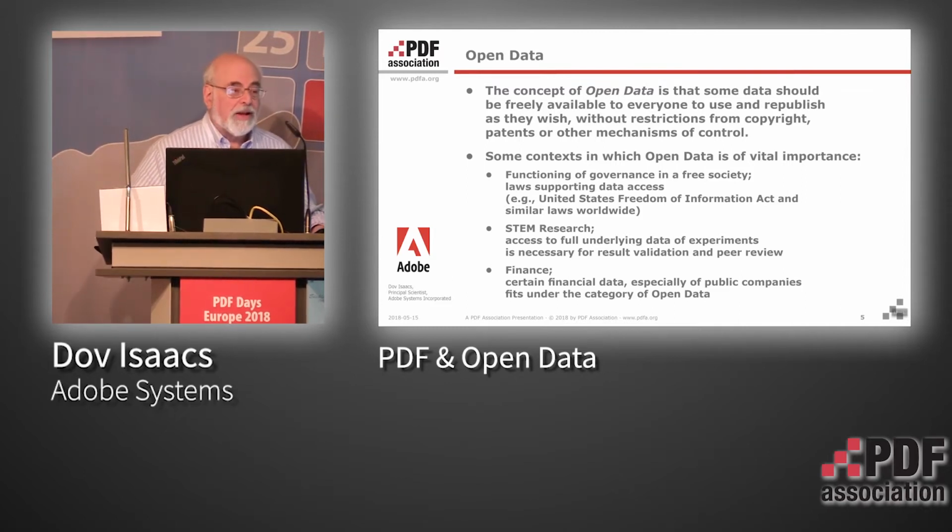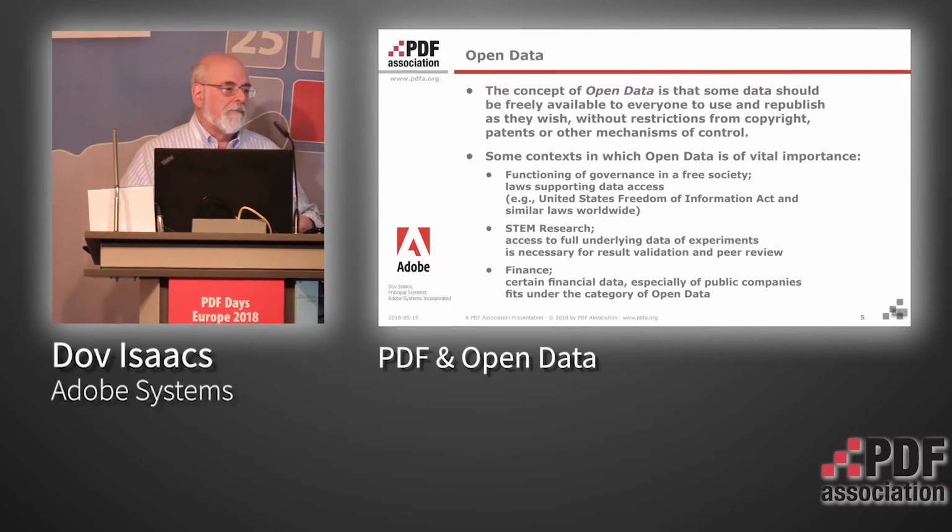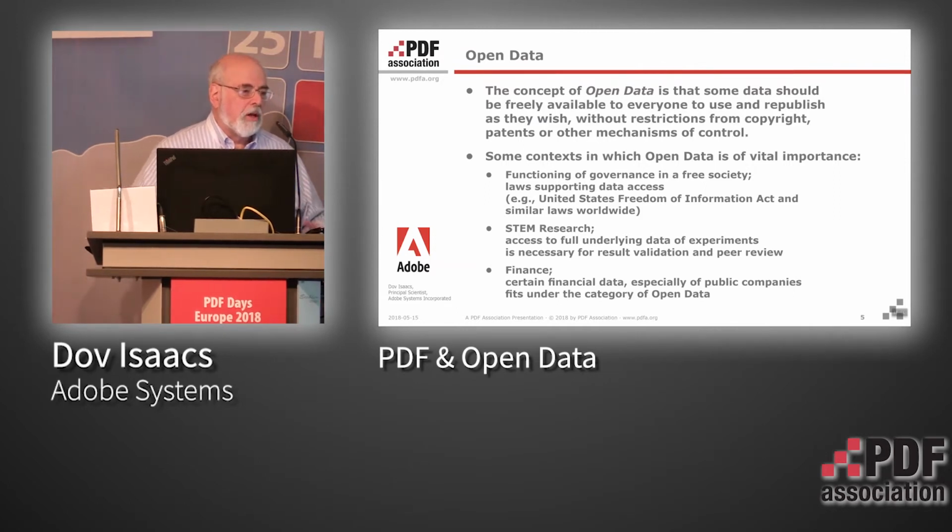Okay, in the United States, we have something called the Freedom of Information Act, where basically, unless something is classified by the government as secret, you can basically make a request to the government and they have to provide that to you, okay?